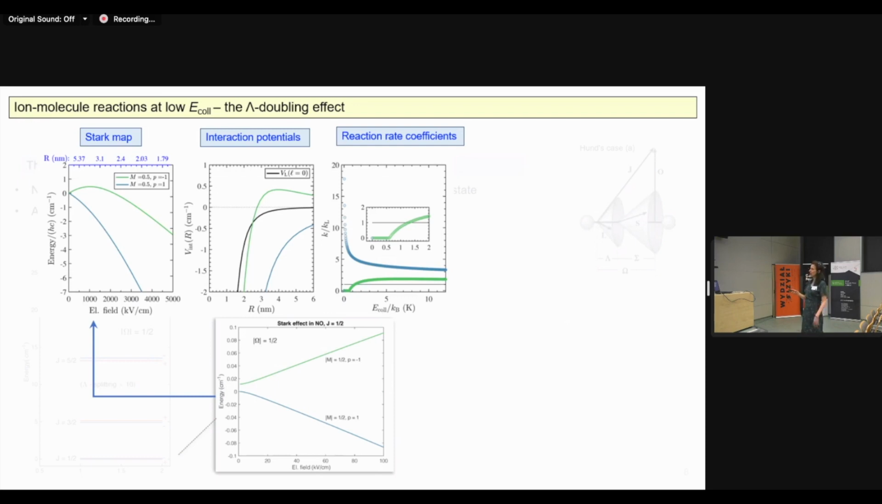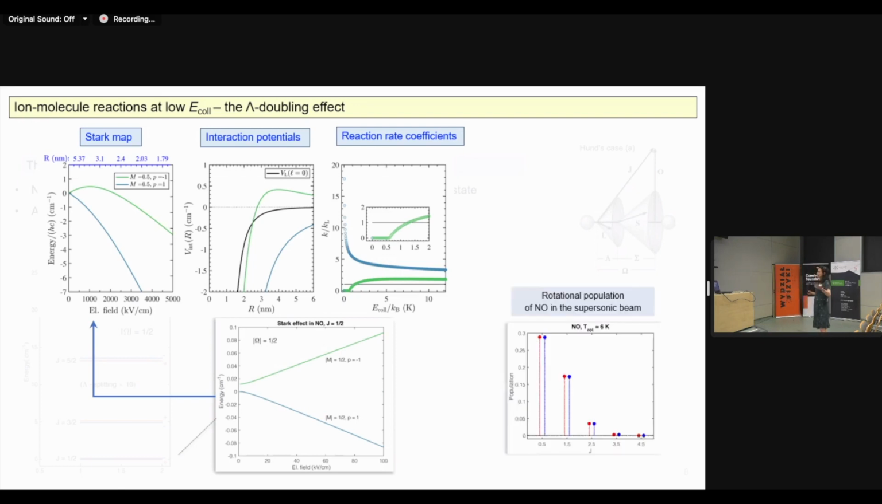Why does that change the reactivity? Well, in the middle panel, I just have the Langevin potential in black. And what we see is that this blue state is much, much more attractive than the Langevin state. If we were to calculate the capture rate coefficient for this state, we would see that it dramatically increases as we decrease the collision energy, while the green state actually has a barrier, and its reactivity is completely suppressed until you get sufficient collision energy to overcome this potential energy barrier.